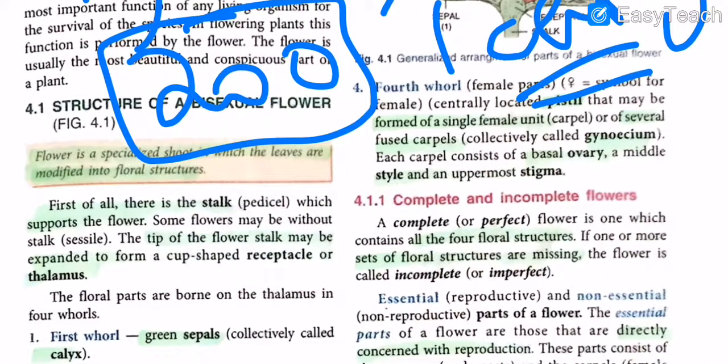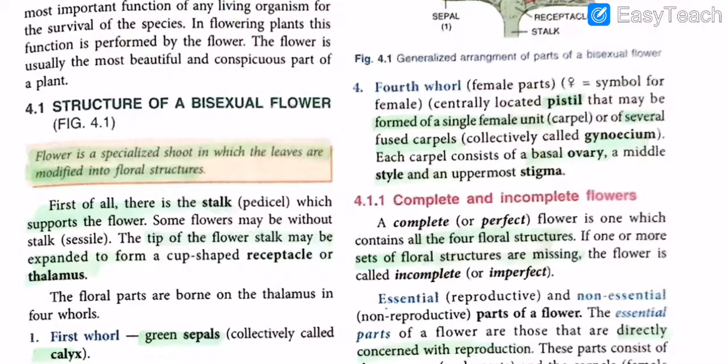So now let's actually talk about some real biology, or let's actually properly get into this chapter, starting off with the structure of a bisexual flower. Alright? Okay. So, flower is a specialized shoot in which leaves are modified into floral structures.